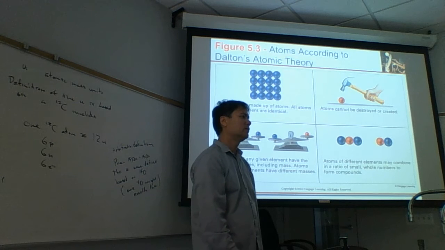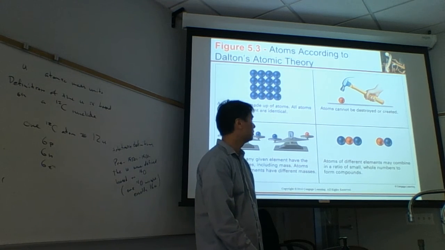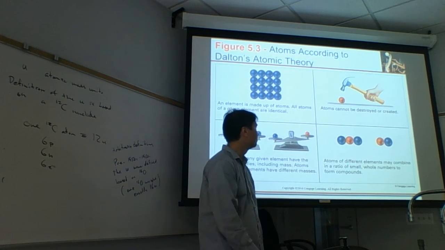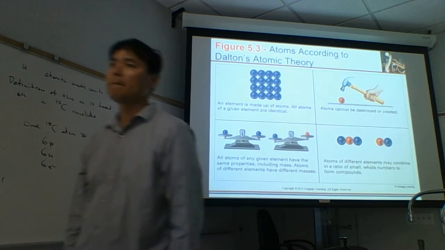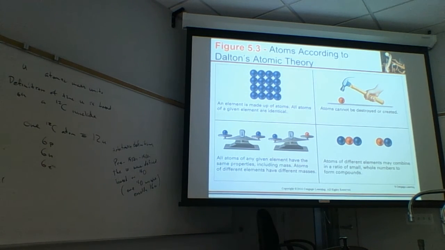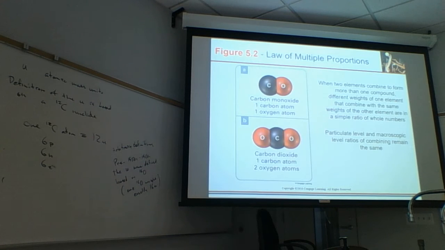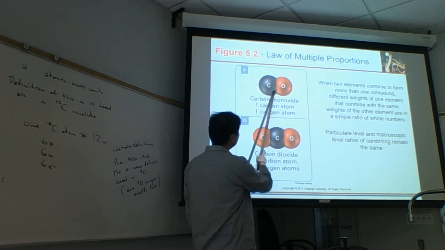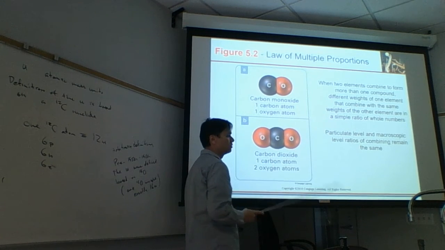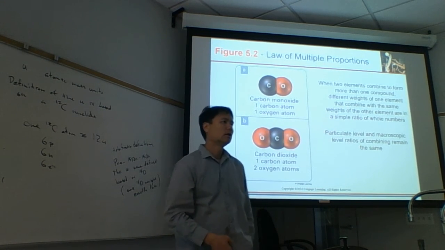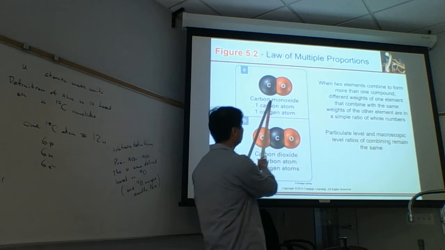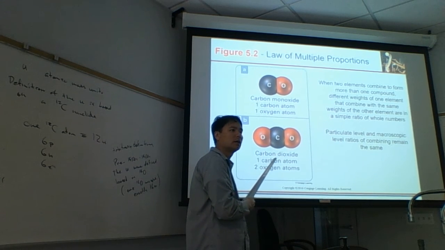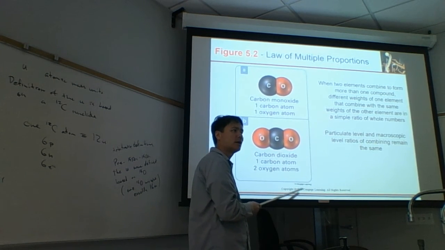But do you find CO 2.1? No, those you don't find. And this is a pictorial view. So we've got one oxygen, two oxygens. What about CO3? We call this one carbon monoxide. We call this one carbon dioxide. How about carbon trioxide?